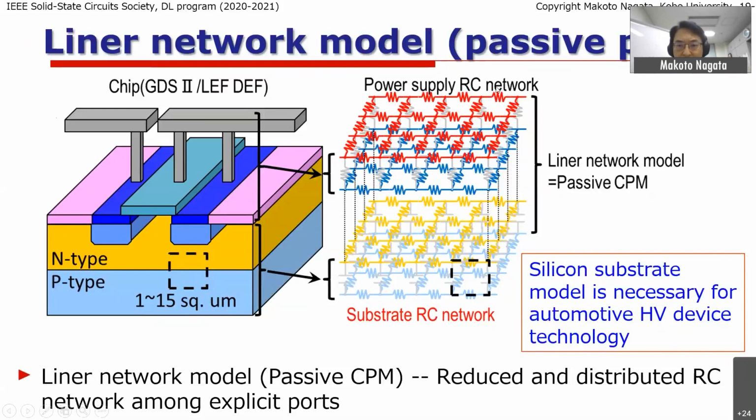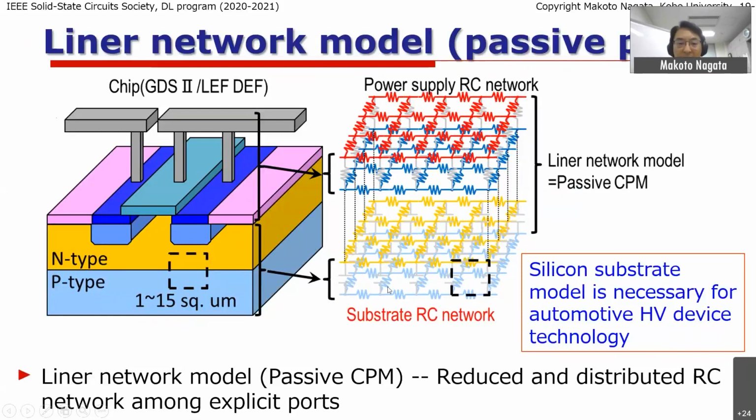Power supply RC network means the VDD side and the VSS side of the network. In this case, I just simply sketch the network with just the resistive material, but obviously we also need to include the capacitance, specifically locally in each of the devices.